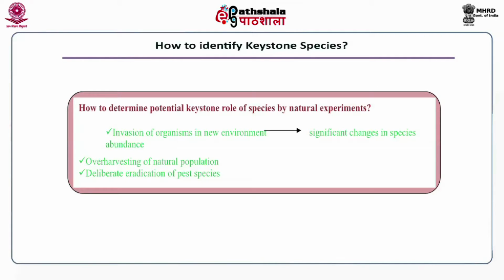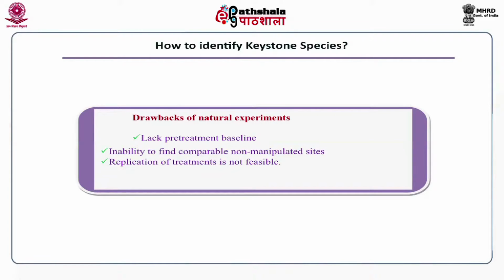Now, this slide shows how to determine potential keystone role of species by natural experiments. It can be done by invasion of organisms in new environment, by over harvesting of natural population, and by deliberate eradication of pest species. But these natural experiments have their own drawbacks, and their drawbacks include lack of pre-treatment baseline, inability to find comparable non-manipulated sites, and replication of treatment is not feasible in case of natural experiments.